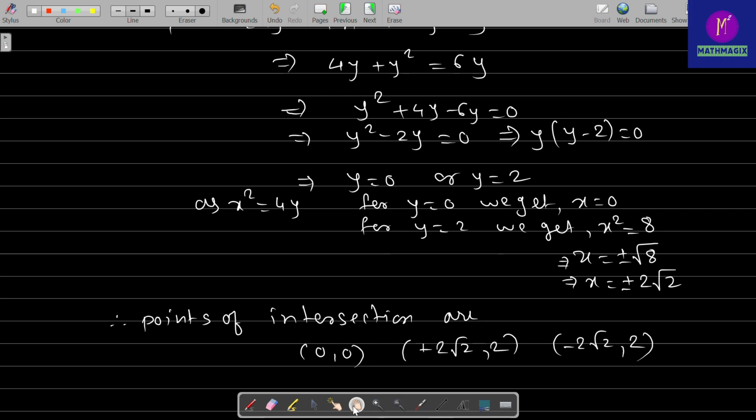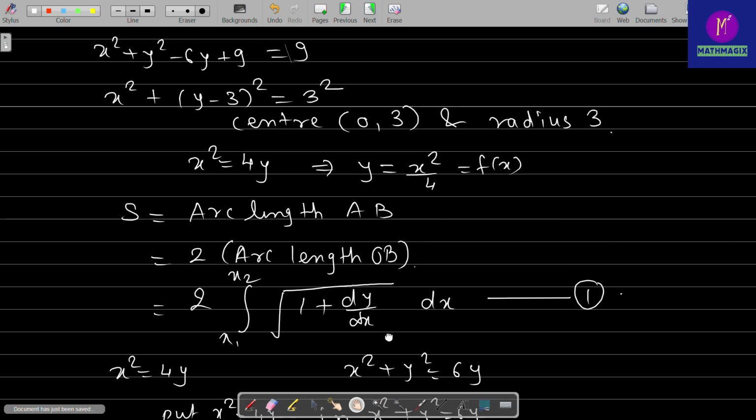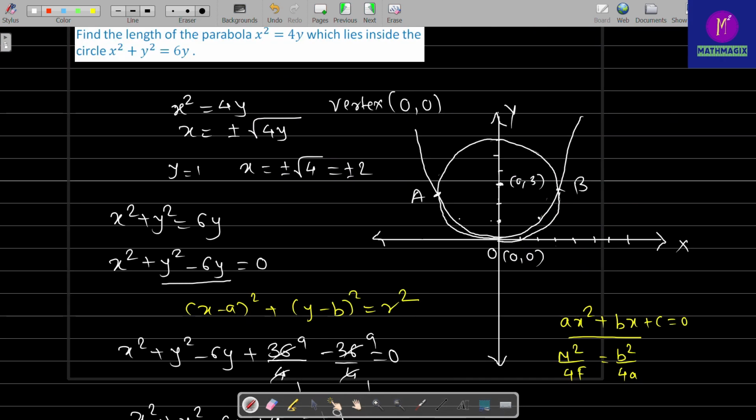Let us write down all these points in our graph. So we will get something like this. This is (0, 0), which I have already written here. This point is (2 root 2, 2), because this is a positive quadrant, everything is positive, and clearly the point A is (minus 2 root 2, 2).